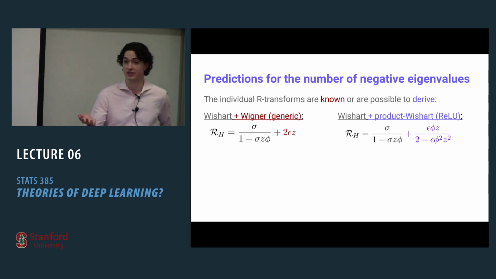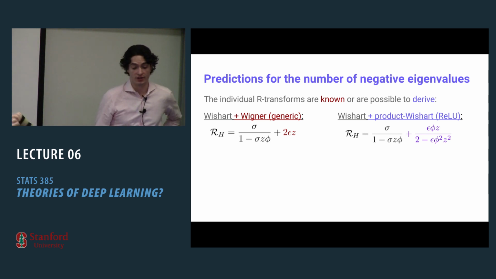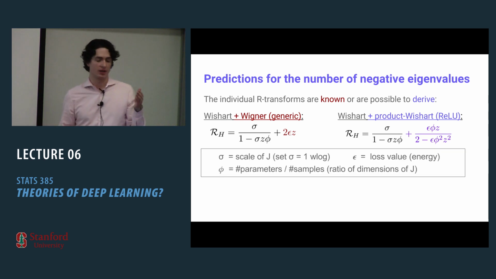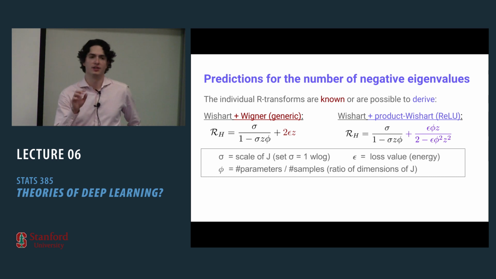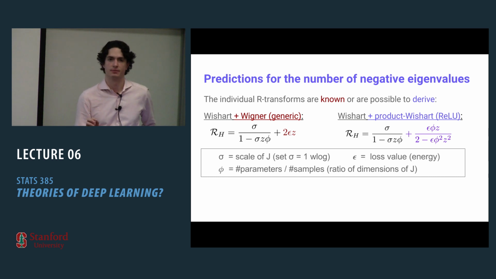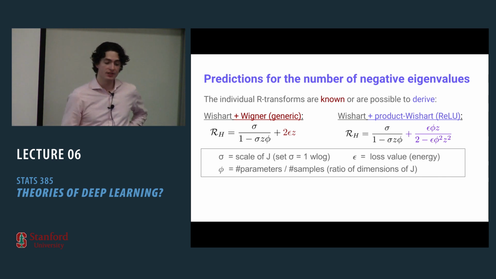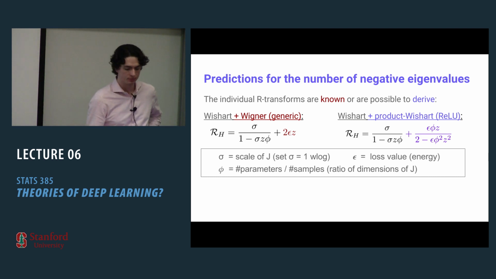For the Wishart matrix for H0, the matrix which is J transpose J, the R transform is just sigma over 1 minus sigma z phi, where sigma is some scale parameter we just set to 1. And phi is this crucial ratio that measures the number of parameters to the number of samples in the system. And in the two approximations for H1, we have two different R transforms. The details aren't so important, but as you can see, they have explicit dependence on the loss, the energy epsilon.